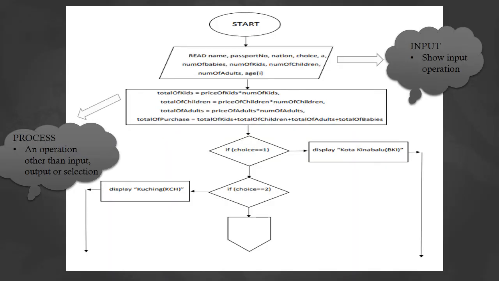First of all, the program will start. This symbol represents the input symbol, which shows the input operation where the user will enter data in this program. This program will read name, passport number, nation, choice, number of babies, number of kids, number of children, number of adults, and age. Next is the process symbol. The process symbol is an operation other than input, output, or selection. This program will calculate total of kids, total of children, total of adults, and lastly, total of purchase.